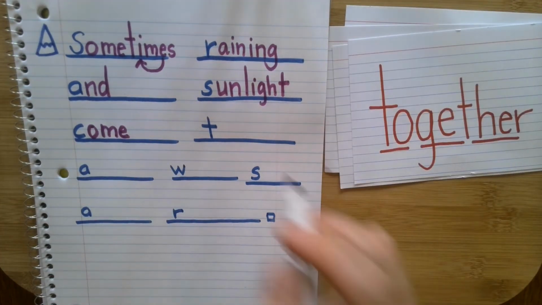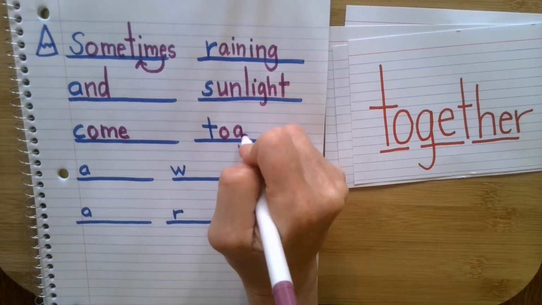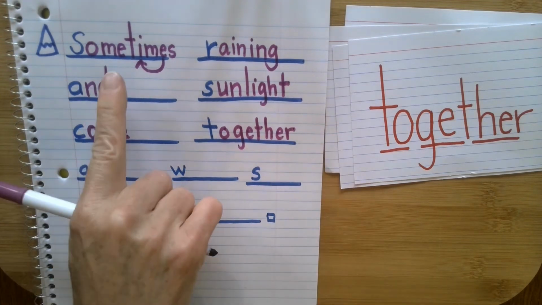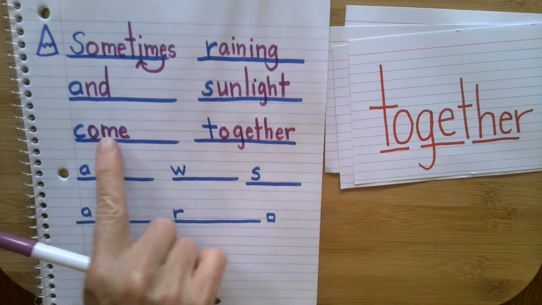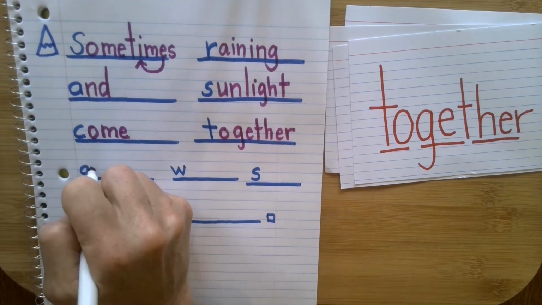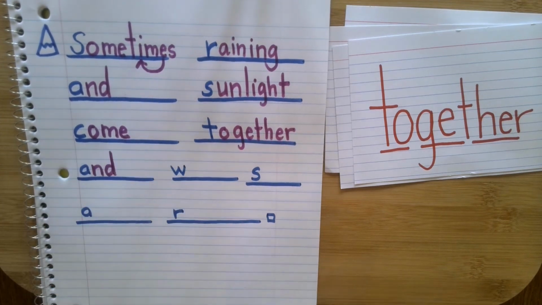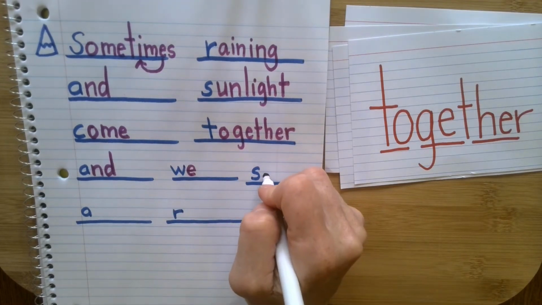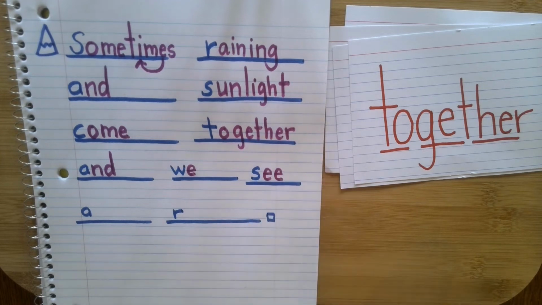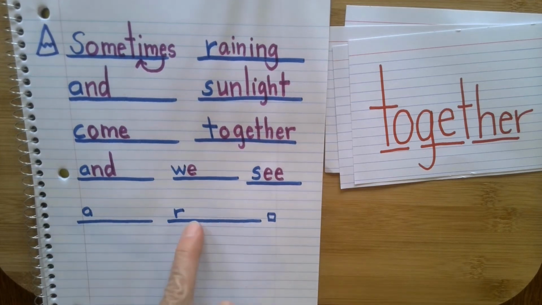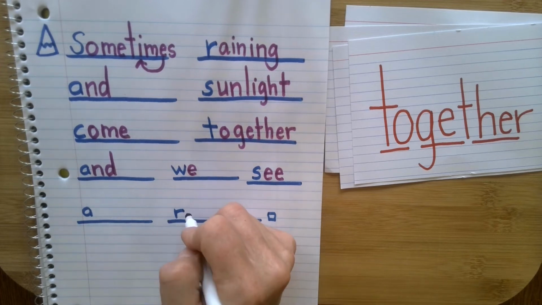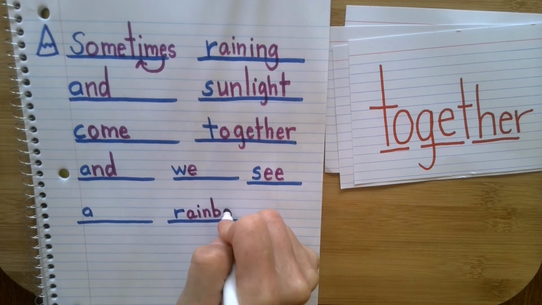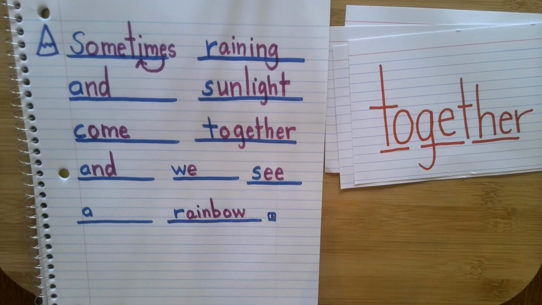Together, another red word, to-get-her. I learned that trick in the 70s and I still remember it. Sometimes raining and sunlight come together and, there's that and word again, and we see. Oh, that has a vowel team, E-E. And we see a, we don't have to do anything to a, but then we can do rainbow. Rain has the vowel team A-I, rainbow. O, vowel team O-W, period. I'm getting good at remembering those periods.